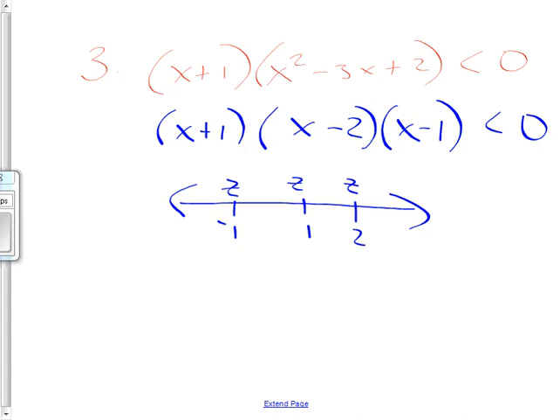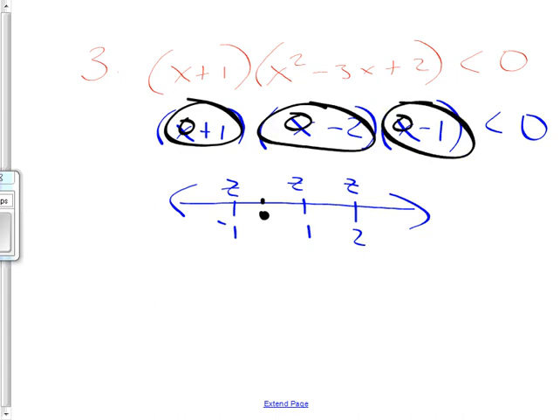All right, now I got to test the zones. I'm going to test my favorite thing, which is 0. It's right in here. I put in a 0 and a 0 and a 0. Then I get positive, negative, negative. Some teachers write that like this and just put a little mark in there, and I can do that too. And then this becomes positive.